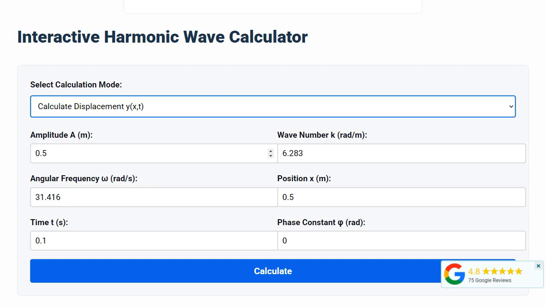The results will show you the exact displacement at your specified point, along with derived quantities like wave velocity, angular frequency, and wave number.